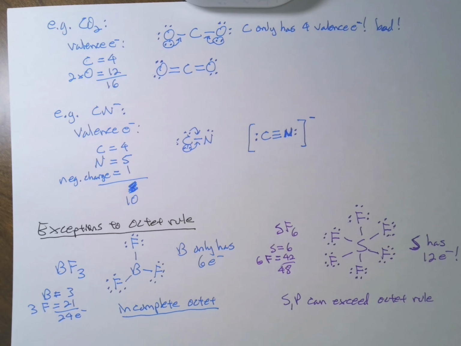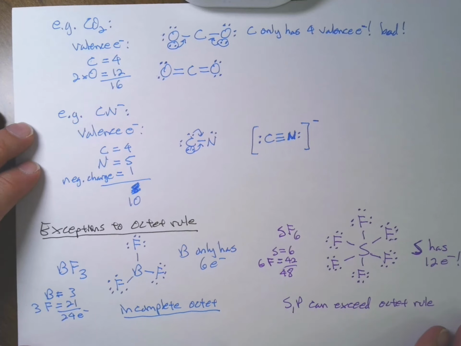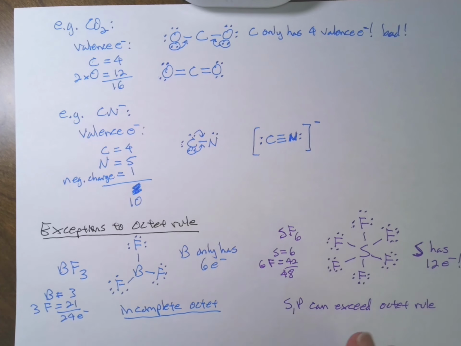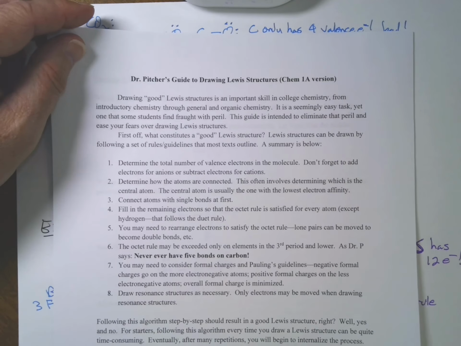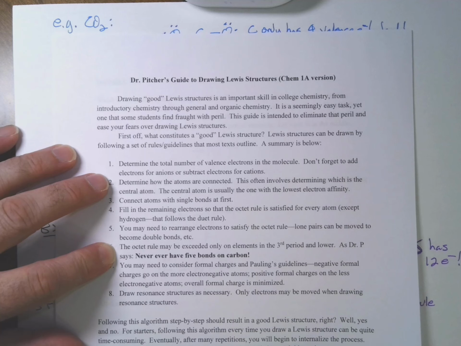All right, so that's sort of the quick version of Lewis structures, if you call 23 minutes quick. I urge you to read the guide to drawing Lewis structures, okay? And there are some things that I didn't talk about. For example, never ever have 5 bonds on carbon. You never exceed the octet rule for carbon, nitrogen, oxygen, okay?